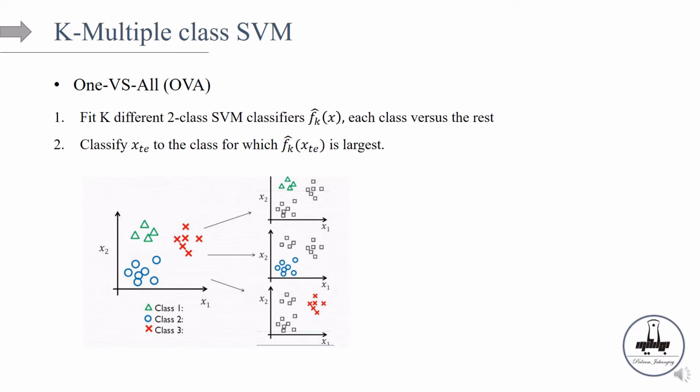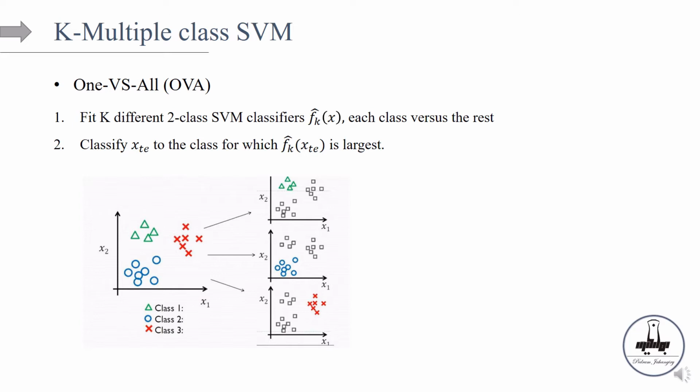What if we have more than two classes? What if we have a three-class classification problem, right? Like in this example, we have three classes of green, blue, red. So how can we handle these questions? There are two general methods to do that. The first one is called OVA, one versus all, and the second one is going to be OVO, one versus one.